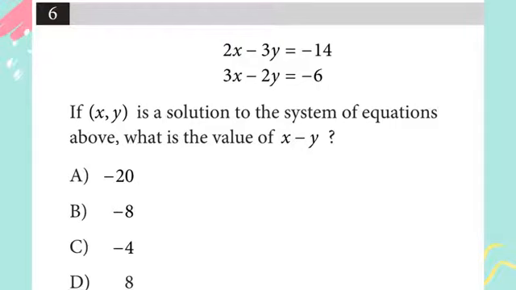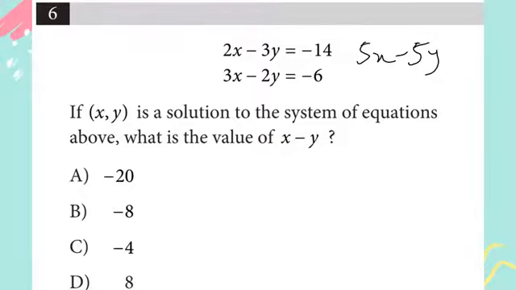Now, if you look at this question, it says, what is the value of x minus y? Now, for me to find the value of x minus y, if I try to add the two equations together, you will see that 2x plus 3x will eventually give you what? 5x. And then, if 2x plus 3x gives you 5x, what is minus 3y plus minus 2y? That will also give you minus what? 5y.